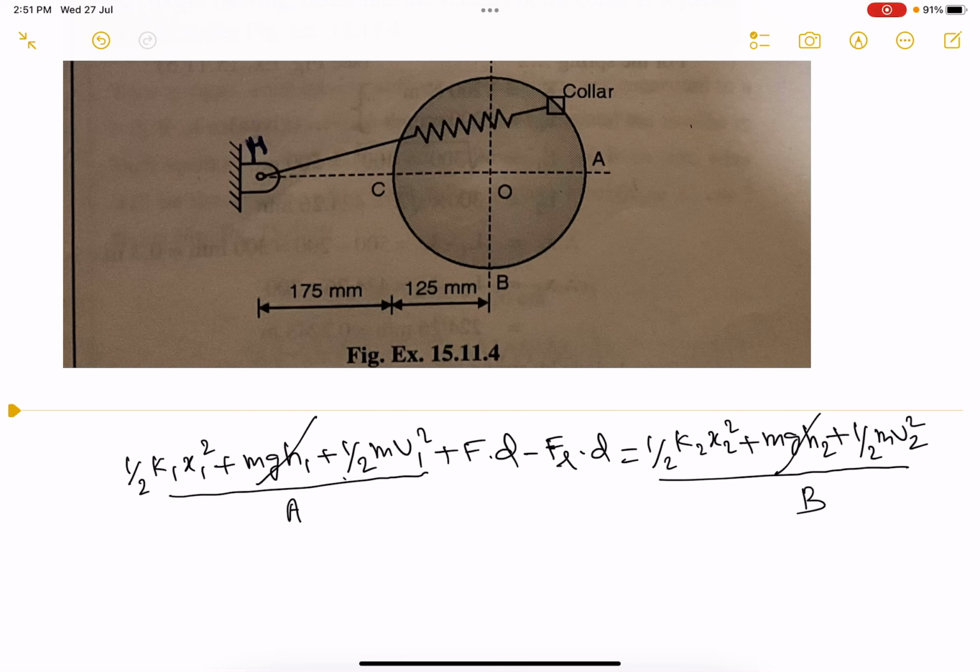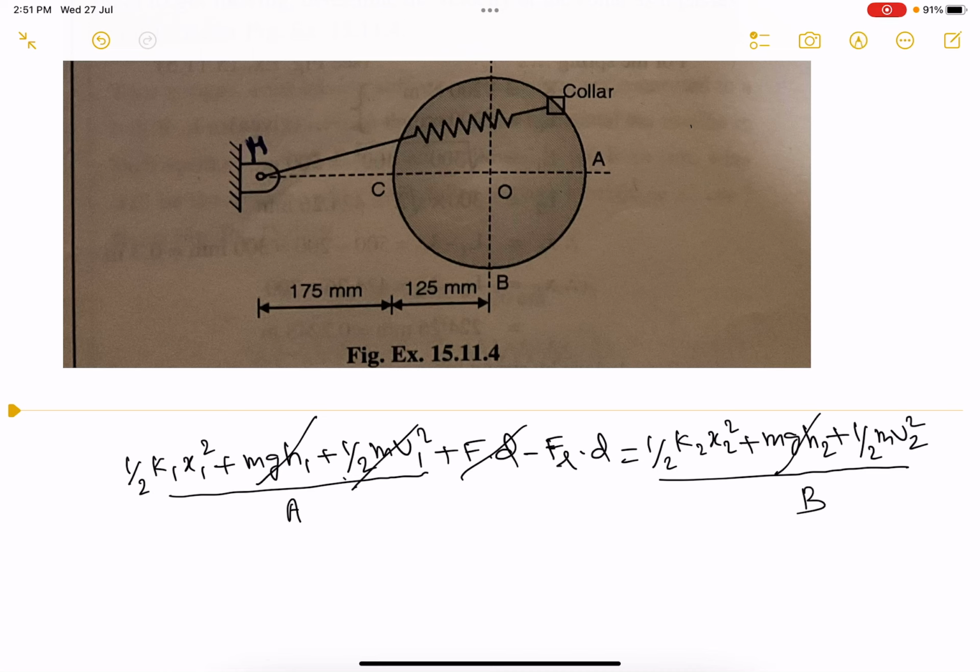So V1, the velocity at A, will be 0, so the kinetic energy will be 0. Similarly, look at the collar. Is there any external force acting on it? There is no external force acting on it. The spring will be pulling it, but there is no separate external force, so work done is also gone, right?